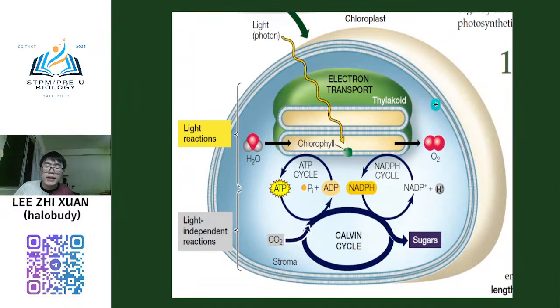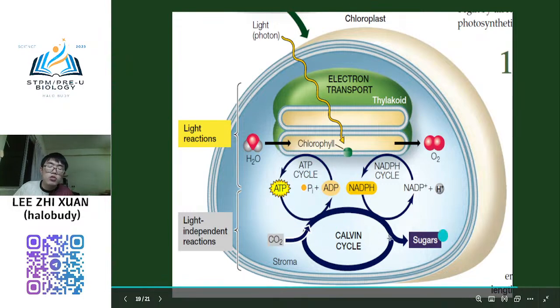Okay, so yang ni adalah memang sangat general overall punya. The first part is light energy. Memang light akan absorb kan, and then the chlorophyll becomes excited state, and then it will use the water molecule, and then light dependent will produce oxygen and also produce ATP and NADPH, and then this energy will be used in carbon cycle to produce sugar. So this is very general one.